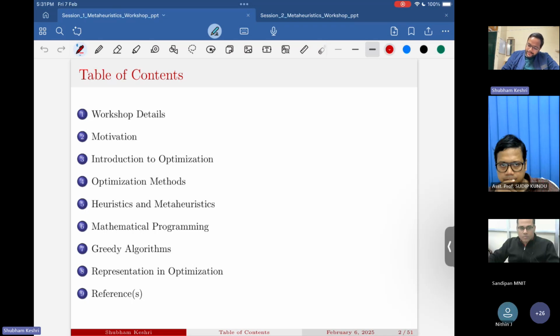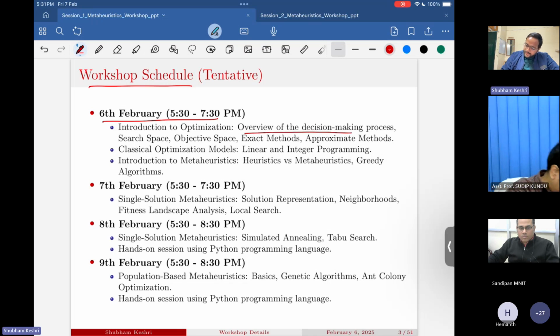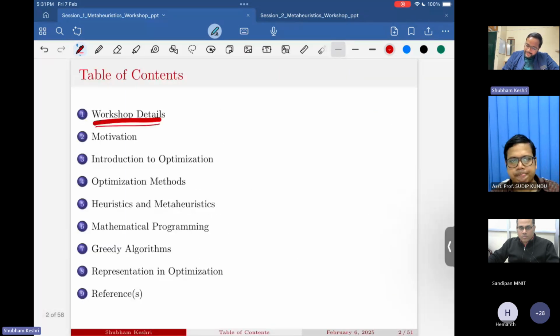So we started with the workshop details, and I will go through the workshop details once again because it will help people to get the materials and all. As per the workshop schedule, on the first day we had some basic introduction. We had discussed the decision making process. We discussed the motivation of studying this optimization problem, and also realized that we have indeed done basic modeling before. There was an introduction to optimization.